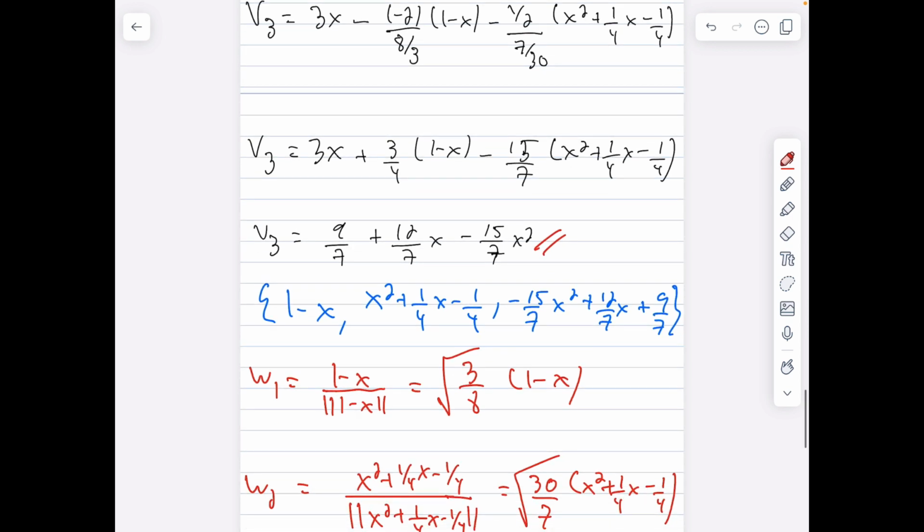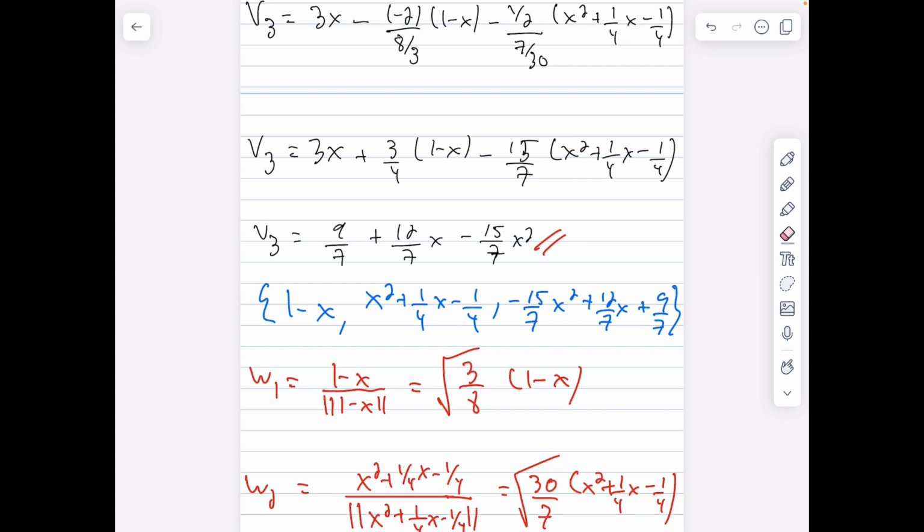And there you go. These are what you see in blue: 1 minus x, comma, x squared plus 1/4 x minus 1/4, and then minus 15/7 x squared plus 12/7 x plus 9/7. That is your list of orthogonal vectors. If you take the inner product of any of these vectors with any of the other ones, the inner product is going to be 0.